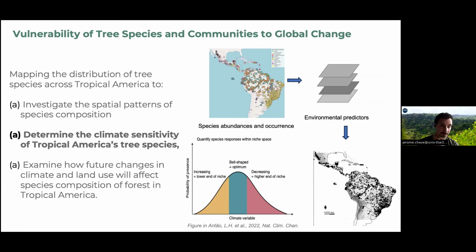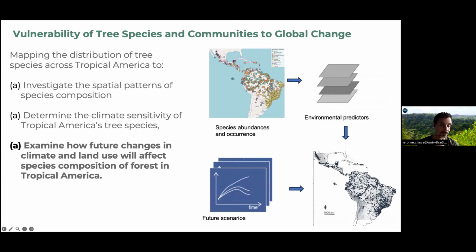Next, we'd like to determine the climate sensitivity of tropical America's tree species, one by one and across the range. Some very important recent work by co-members of the SynTreeSys program has looked into this question using Amazonian tree species, but we'd like to expand this beyond the Amazonian rainforest, bearing in mind that a lot of the species in the Amazon are also outside of the Amazon. So this is not a clear-cut border in terms of biogeography.